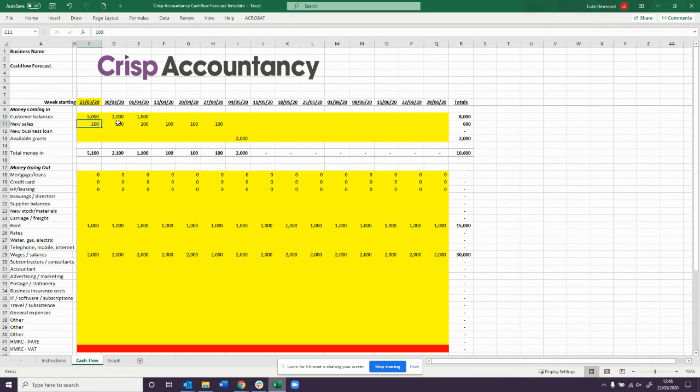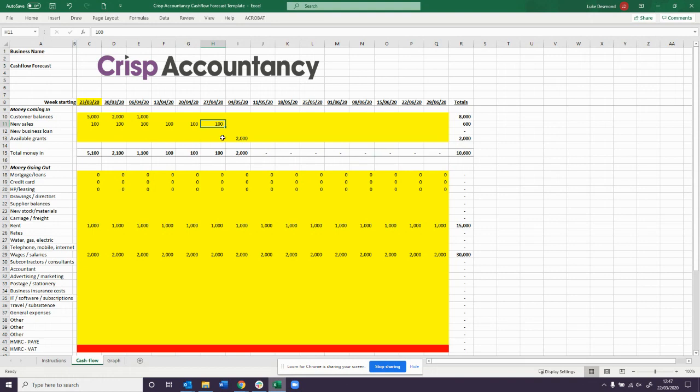Next, you're going to be looking at any new sales coming in, so forecasting these. Remember, this is when you expect to get paid for those, not when you're going to invoice them. So if you're giving credit terms out at the moment still, then you need to be putting them into the week that you think you're going to receive the money.